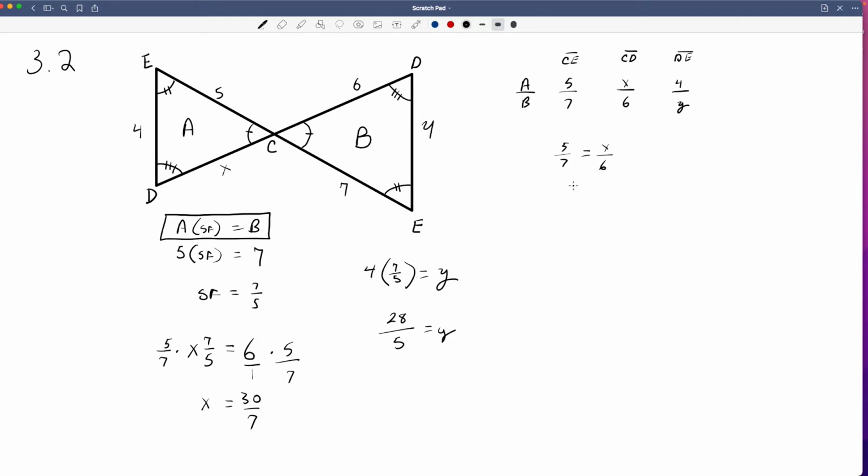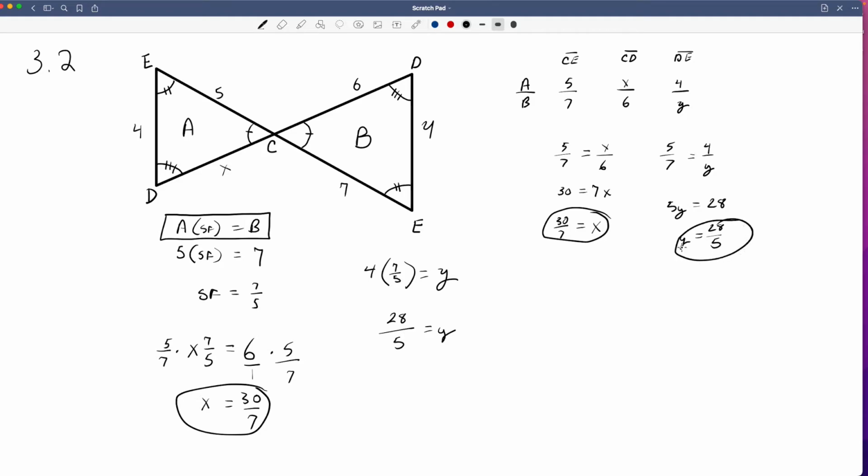So 5 over 7 equals x over 6. That's going to be 30 equal to 7x. So divide both sides by 7. 30 over 7 is equal to x. I got x is equal to 30 over 7. So those match. Now if I do the same thing for my DE, I get 4 over y. 5y is equal to 28. Divide both sides by 5. Y is equal to 28 over 5.